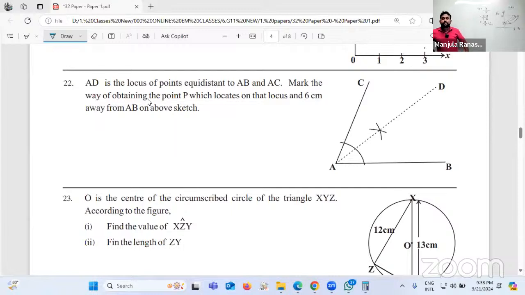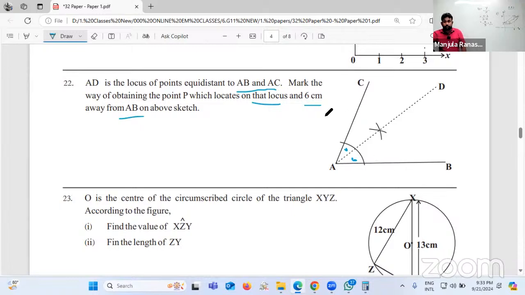Right. AD is the locus of the points equidistant to AB and AC, that is drawn. AB and AC are 2 lines, and points equidistant from 2 lines mean the angle bisector. That is fine. This shall be the angle bisector drawn. Mark the point P which is located on that locus, on AD, and 6 away from AB. AB is a line, and 6 away means a parallel line to the given straight line. The locus equidistant to a given line is a parallel line, 6 away.